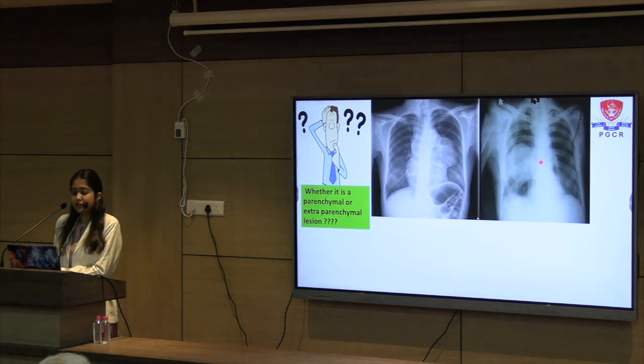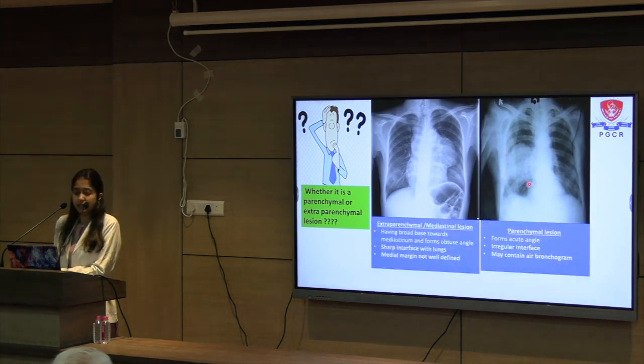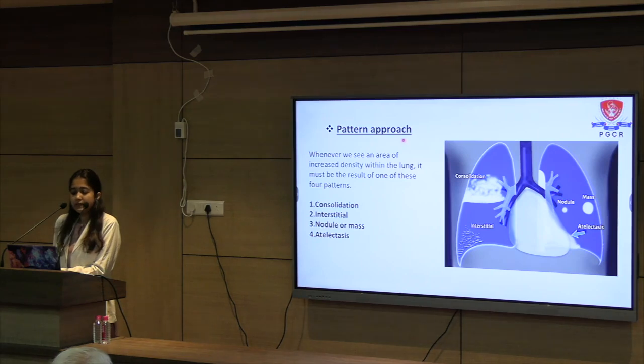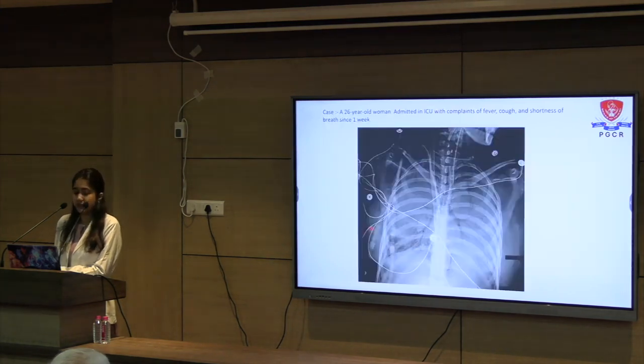Whereas in this chest radiograph, we can appreciate a lobulated homogeneous opacity with its epicenter in the right middle and lower zone, forming an acute angle with the mediastinum and having an ill-defined lateral margin. So this is likely to be a parenchymal lesion. Now, when we are discussing the pattern approach, whenever we see an increased density, the opacity can be either consolidation, interstitial opacity, nodule or mass, or atelectasis. If the lesion is less than 3 cm, we denote it as a nodule, and if it is more than 3 cm, we denote it as a mass.